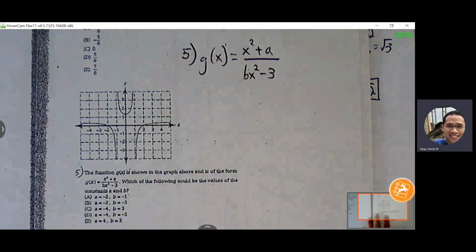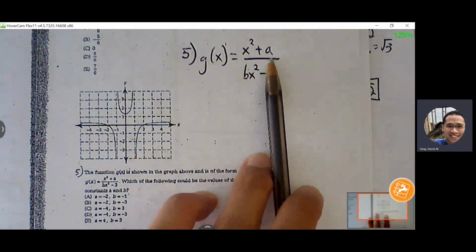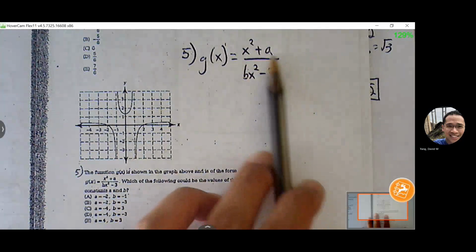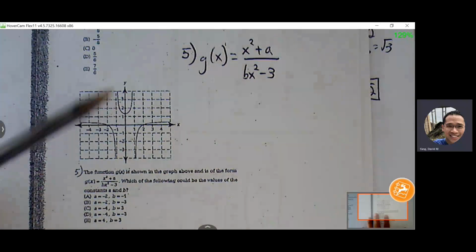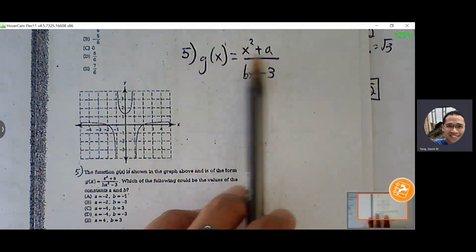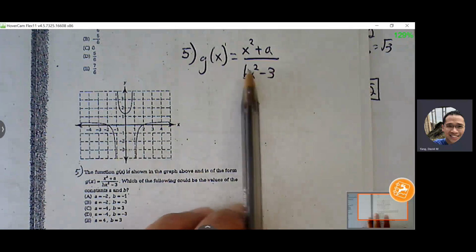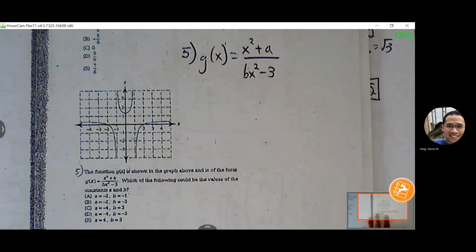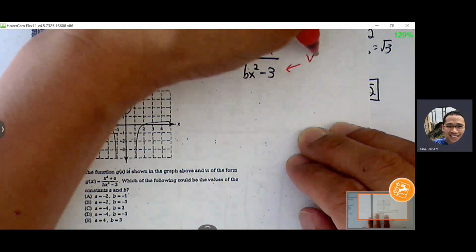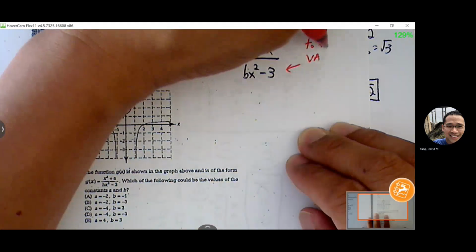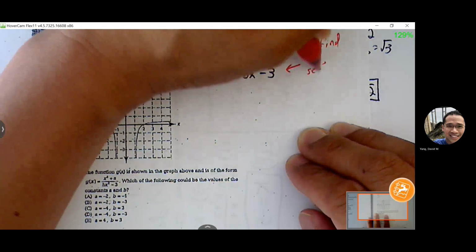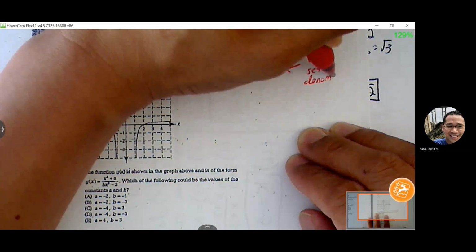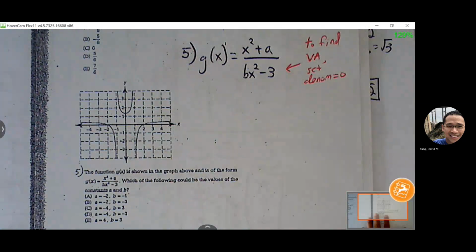So we know that the denominator, and also we see some asymptotes here, right? So we know that the denominator is where we look for asymptotes. And how do we find asymptotes algebraically? To find vertical asymptotes, we set the denominator equal to 0. Right. So let's go and do that.